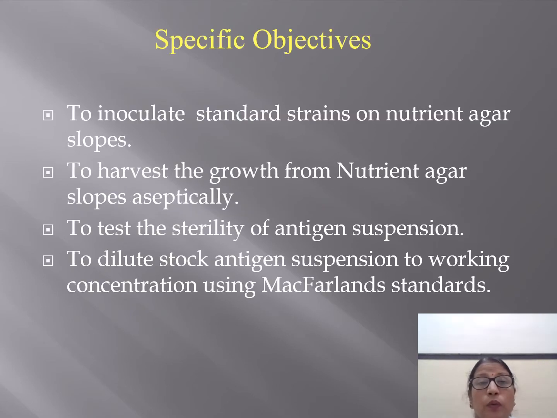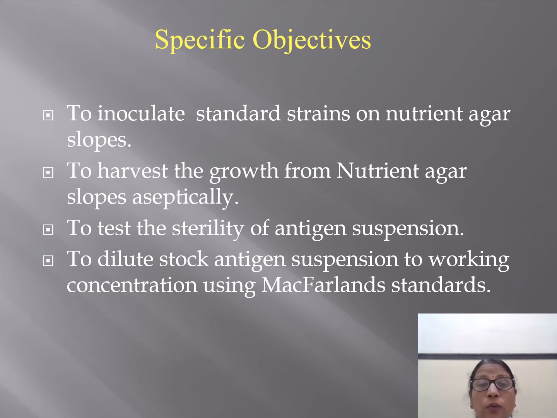So what we do? First we inoculate these standard strains on nutrient agar slopes. Nutrient agar slopes are prepared in broad tubes, and thereafter the growth over the nutrient agar slope is harvested aseptically, means we scrape off the growth, and thereafter the growth is tested for sterility of antigen suspension, means we check whether they are pure or not. There should not be any contamination with other organisms.